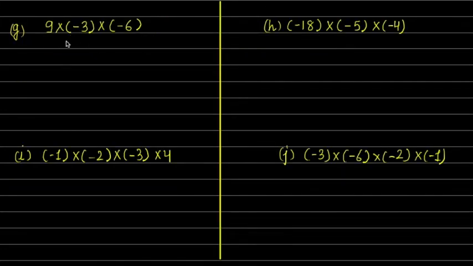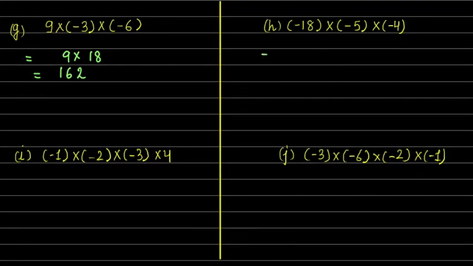Okay, let's see the next question. G part, 9 into minus 3 into minus 6. So what will it be? 3 sixes are 18, and it will be positive because minus and minus when you are multiplying will give you 18, and 18 nines is how much? 162, right?